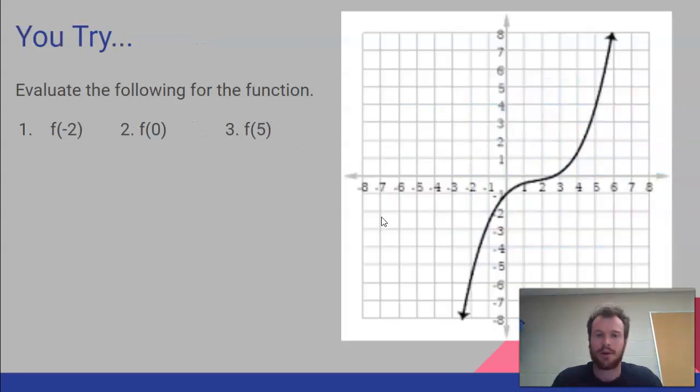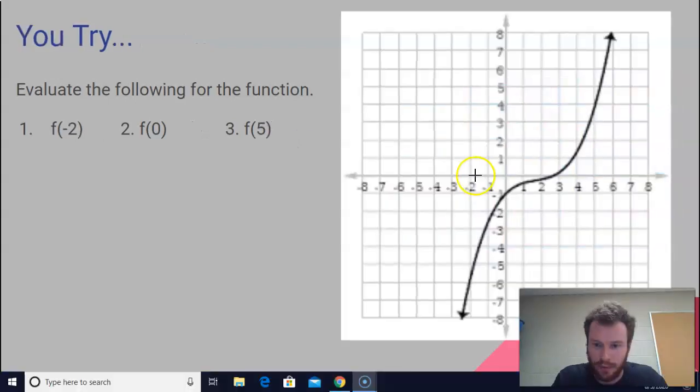So try these on your own and answer them with the Edpuzzle. So for f of negative 2, saying the x value, the input value is negative 2, and then we're trying to find the y value or the output value. I'm going to go straight down until it hits the graph, and it looks like it hits that graph at negative 6. All right, not quite at negative 5. Keep going, negative 6. So f of negative 2 is negative 6.